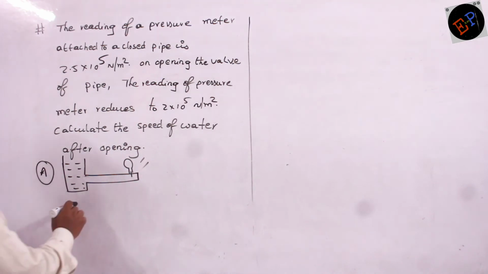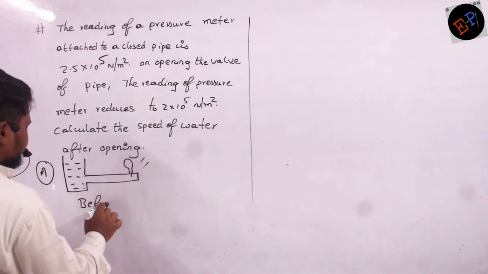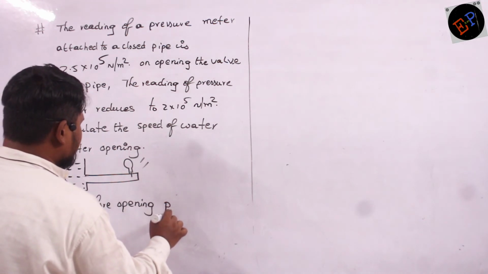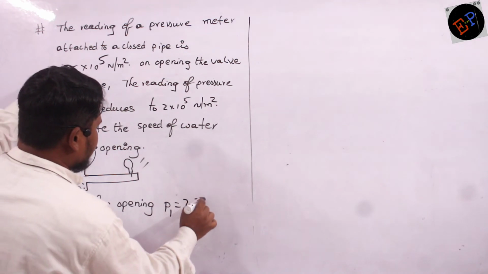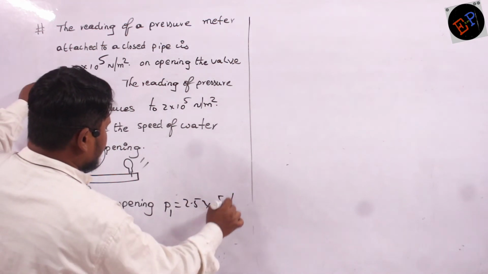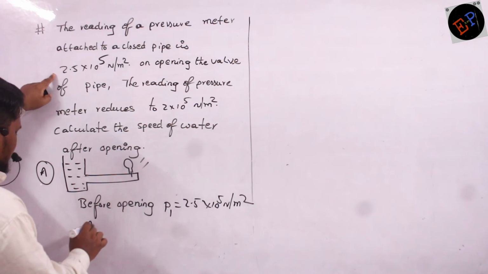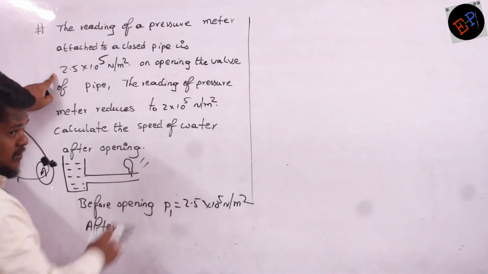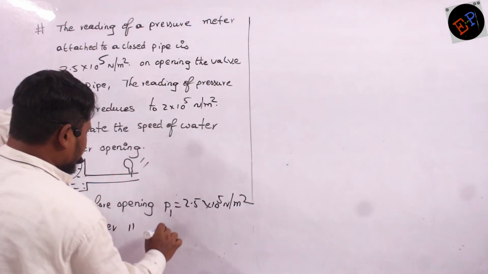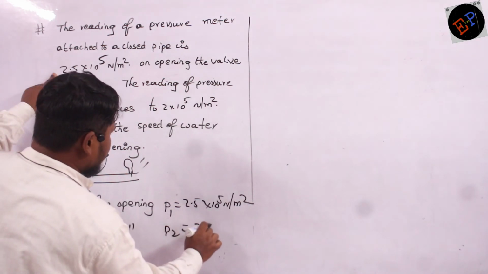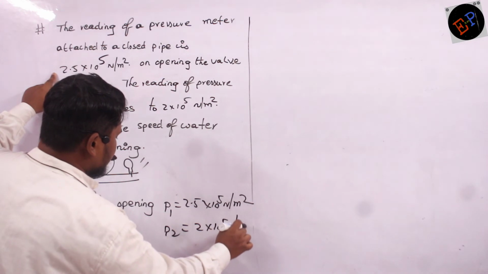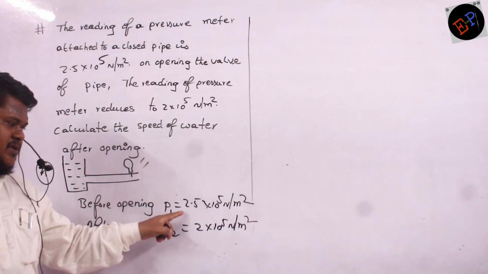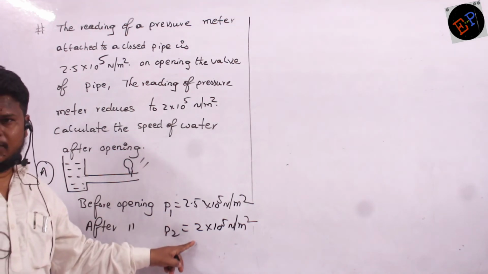Before opening, what was the pressure? Before opening this pipe, the initial pressure was 2.5 into 10 power 5 Newton per meter square. After we open this opening, water starts flowing. After opening, the final pressure is 2 into 10 power 5 Newton per meter square. So the pressure reduced. Initial pressure was 2.5, but final pressure is only 2.